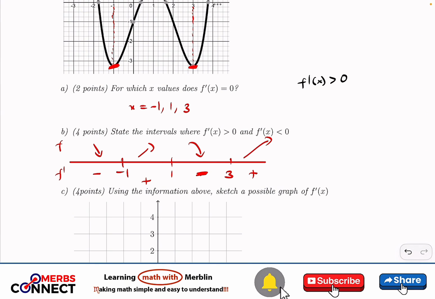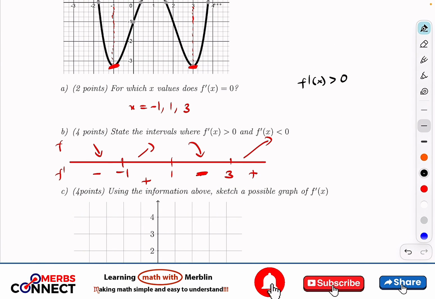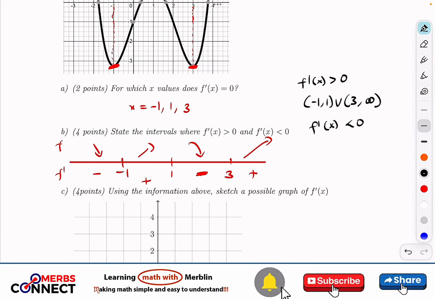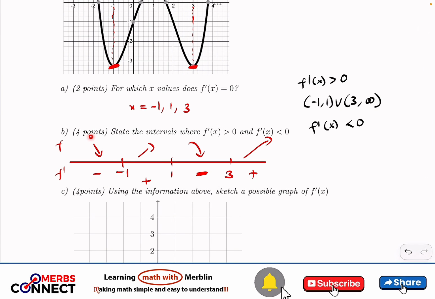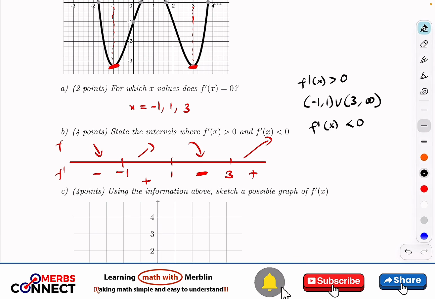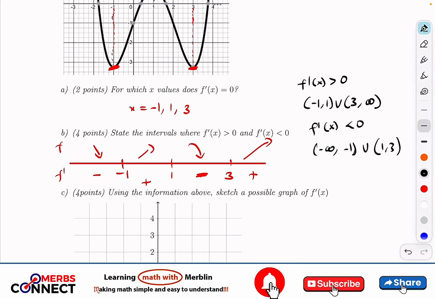So anything greater than 0 is positive, right? So this is negative, this is negative. So these are for when x is this. So positive here, right? So the increasing interval is going to be minus 1 to 1 union from 3 to positive infinity. Then f prime of x will be less than 0, the ones with negative, so decreasing here and decreasing here. So we are going to have from minus infinity up to minus 1 union from 1 to 3. So that will be the increasing and decreasing interval.